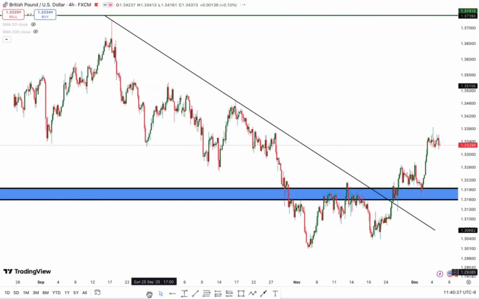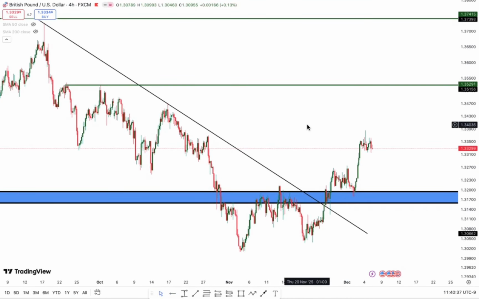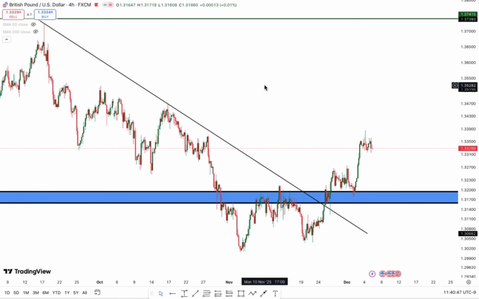All right, so now once this is validated, the first target for the pound sterling longs, that is if you're buying this, because I assume after this you want to buy the pound sterling, should be 1.35291, and then subsequently we should see this rally all the way to 1.37393. All right, so that's just that about the pound sterling. So please always try to find out the reason as to why the market moves in a certain way.